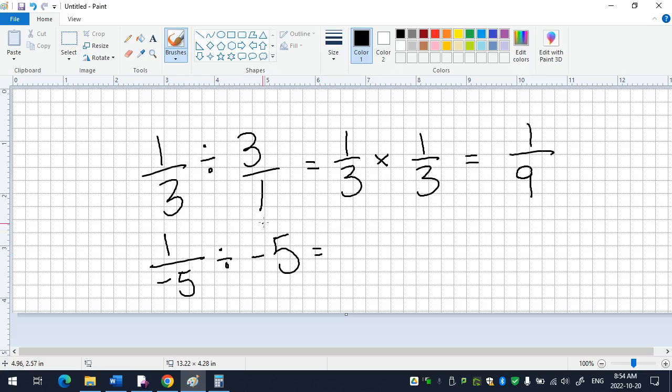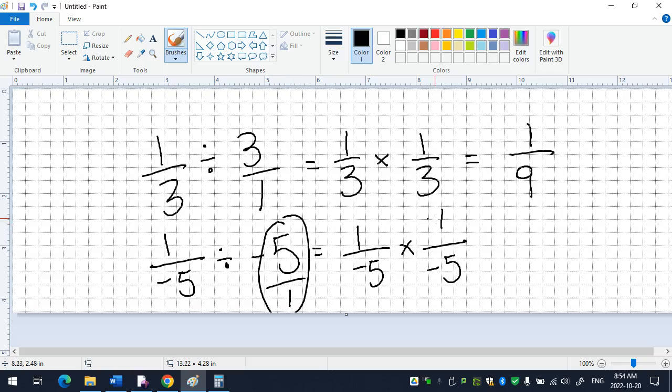This negative 5 here should be over what? 1. So it becomes what? 1 over negative 5 times what? Over. Yeah, because I'm going to flip these two, right? Okay, what's 1 times 1? What's negative 5 times negative 5? You got it.